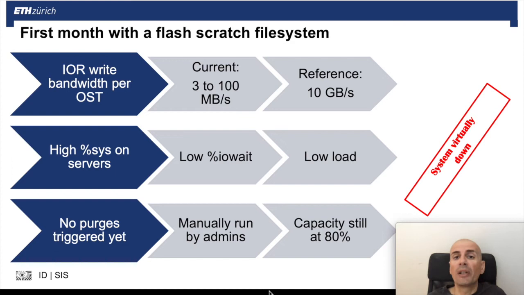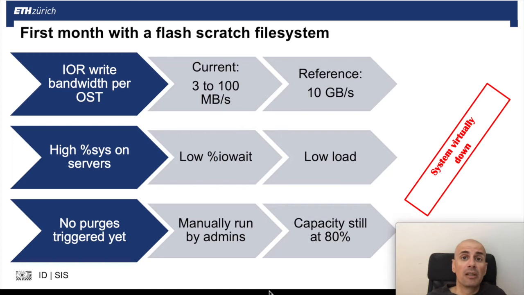And what we were seeing is that the devices were obviously not super loaded, because this performance does not seem natural for Flash. There was low I/O wait, and the load in general on the devices was not high, but there was a very high system time. So we were checking, and we were seeing that the servers were basically spinning like crazy on the CPUs. And last but not least, an important detail: the purges were not automatically triggered yet, because it had been working well so far in manual mode.